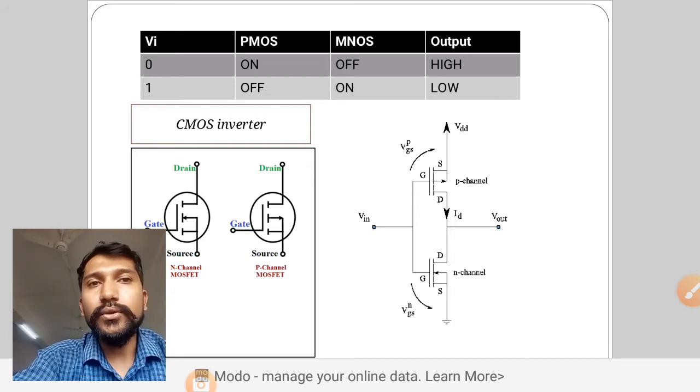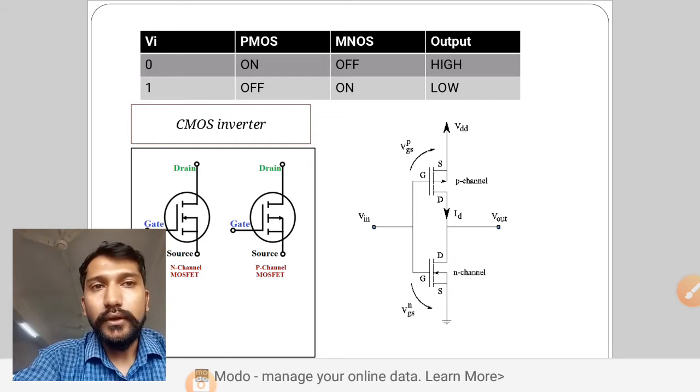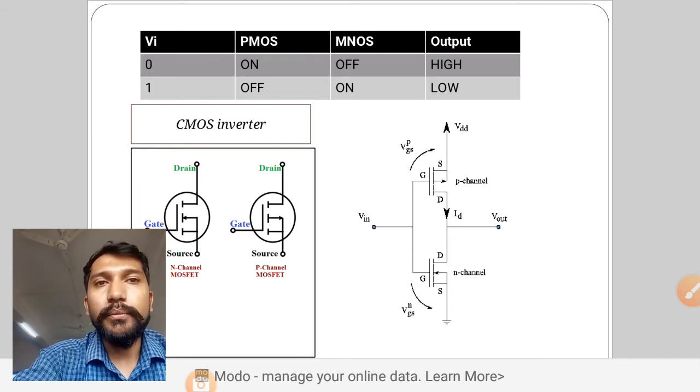Now how to understand the operation of the CMOS inverter? The most important thing to remember is that PMOS will become on when it gets a low input. Remember the statement properly: PMOS is going to become on when it gets a low input, and NMOS is going to become on when it gets a high input. So that is the working principle of the CMOS inverter. PMOS becomes on with a low input, and NMOS becomes on with a high input. Now let us see the operation.